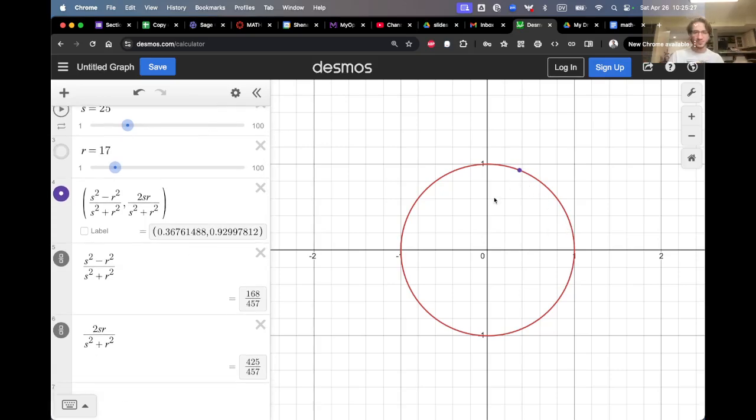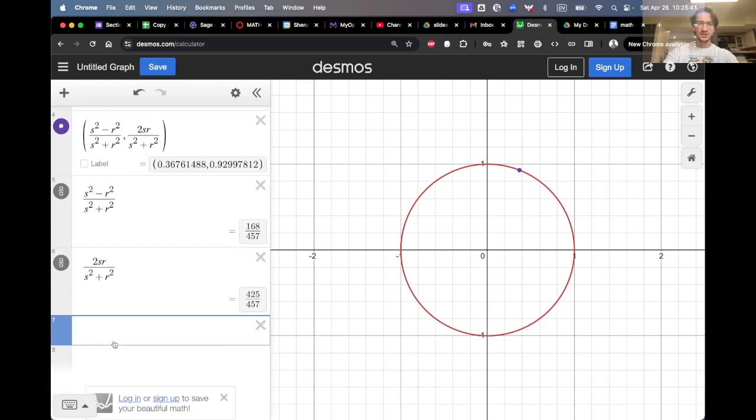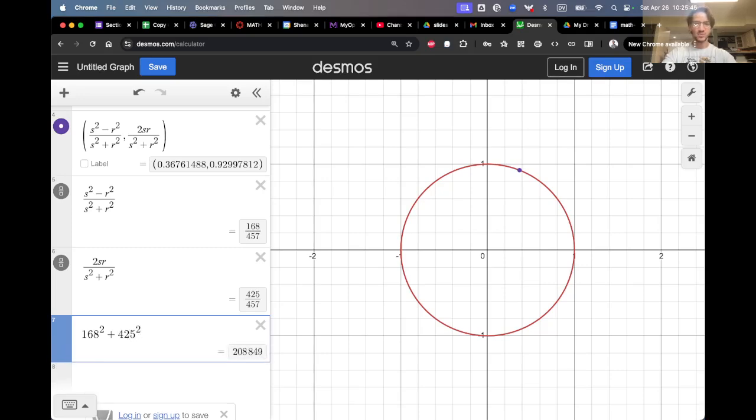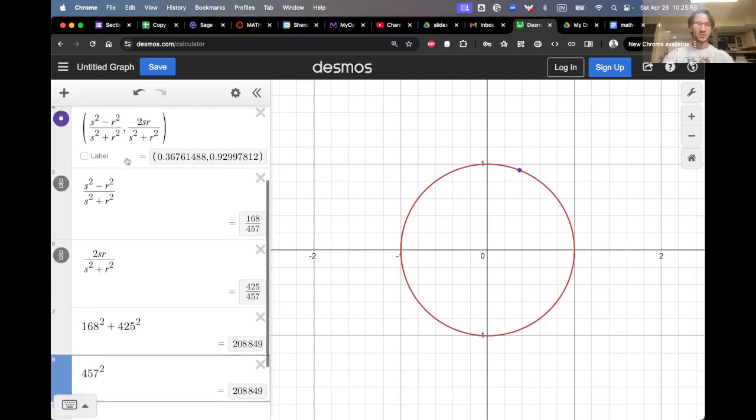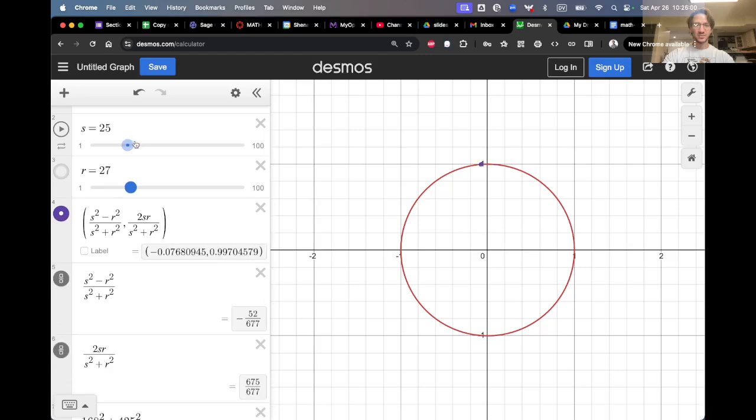I think. And so one other thing that this tells us is that because these coordinates squared, when you add them up, equals 1, if you multiply both sides by s squared plus r squared, you get Pythagorean triples. So notice 168 squared plus 425 squared equals 457 squared. Wow. So I know that there's a right triangle that has side lengths of 168 and 425 and a hypotenuse of 457. That's pretty cool.